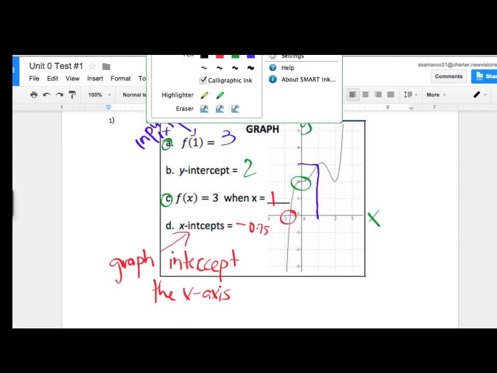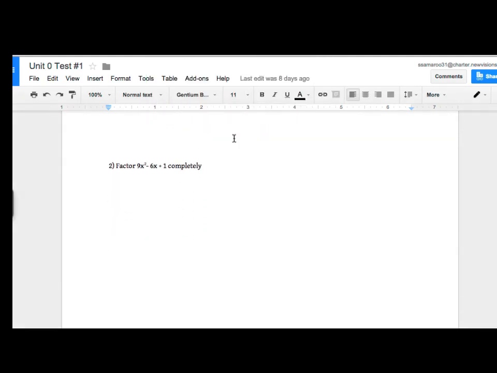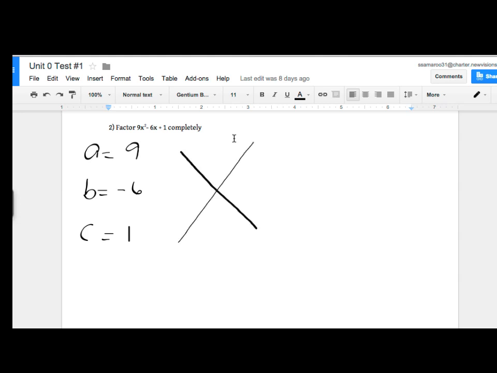Now, the last part of this extra credit. Same exact thing. What's my A, what's my B, and what's my C? My A is 9, my B is negative 6, and my C is 1. X method. What goes on top? A times C. A times C is 9. And my B term goes in the bottom, which is negative 6. So, two numbers that when I multiply, I get a positive 9, but when I add, I get a negative 6.